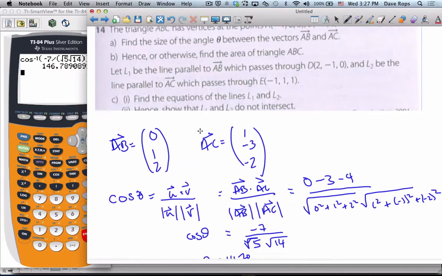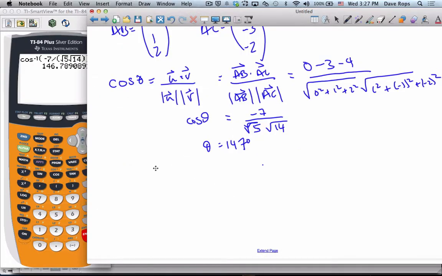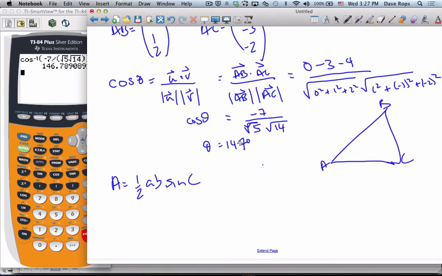Okay. Now, hence or otherwise find the area of the triangle. If I want to find the area of the triangle, I also know from my formula booklet the area is equal to half ab sine C. If here is A, B, C, I know my angle A here is 147 degrees. And I know that AB has a length of root 5, and AC has a length of root 14. I can take these values and plug them in. So half square root 5 times square root 14 sine of 147.